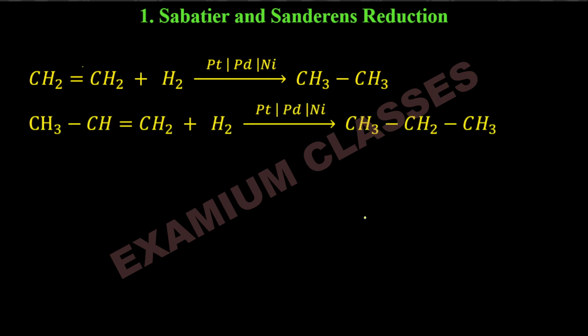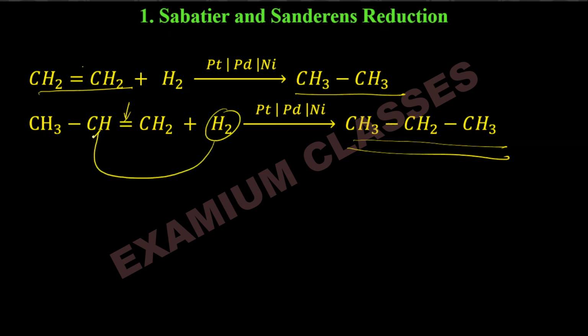Another example is propene. If you react propene with hydrogen in the presence of platinum, palladium or nickel, you will get propane. So ethene will give you ethane, and propene will give you propane. The pi bond will break, and one hydrogen will get attached to each carbon.